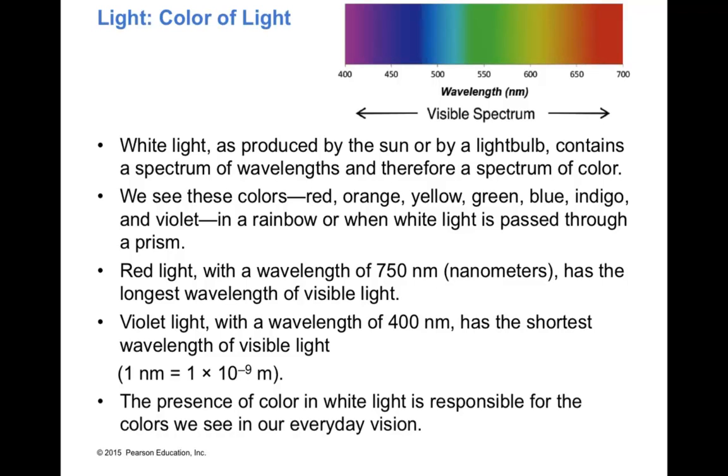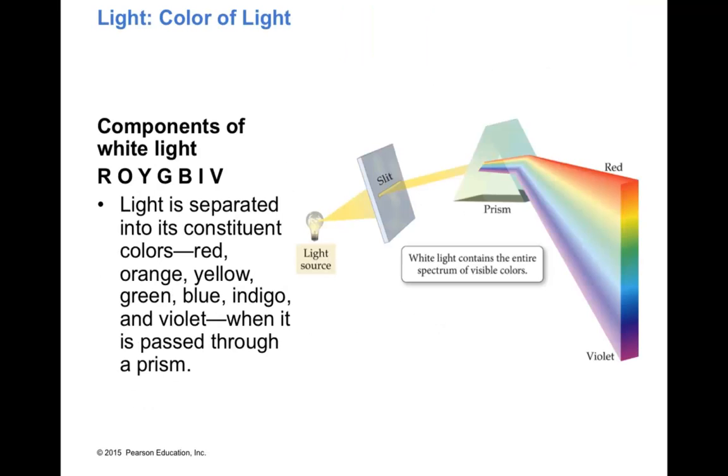The presence of color in white light is responsible for the colors we see in our everyday vision. For example, the components of white light go through a prism, as we can see here. Also, when it's raining you can see a rainbow, and you will see the components of the white light. You can see all the colors from red, orange, yellow, green, blue, indigo, and violet. When white light passes through that prism, it shows all the colors that are part of the white light.